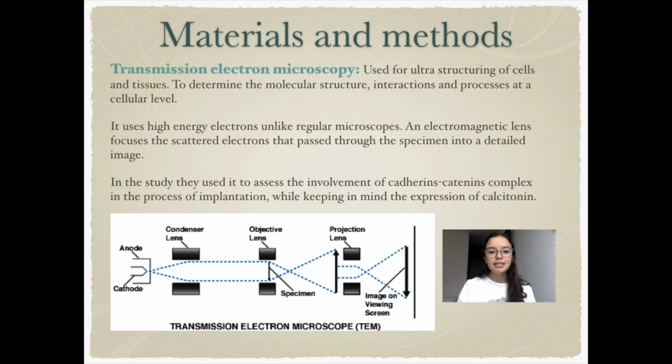The last thing they did was transmission electron microscopy, which is used when you want to see in detail specific parts of a cell or processes going on inside the cell. This microscope uses high-energy electrons, and it has an electromagnetic lens that is in charge of focusing all those scattered electrons and converting all of them into a detailed image. In this case, what they wanted to do with this was see the expression of the adherence junctions inside the cells.